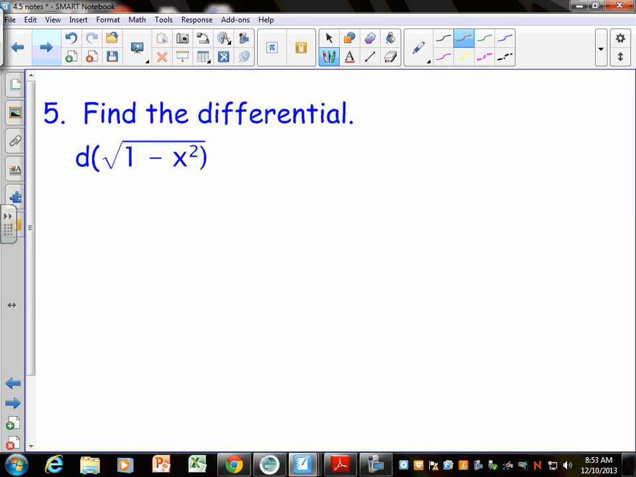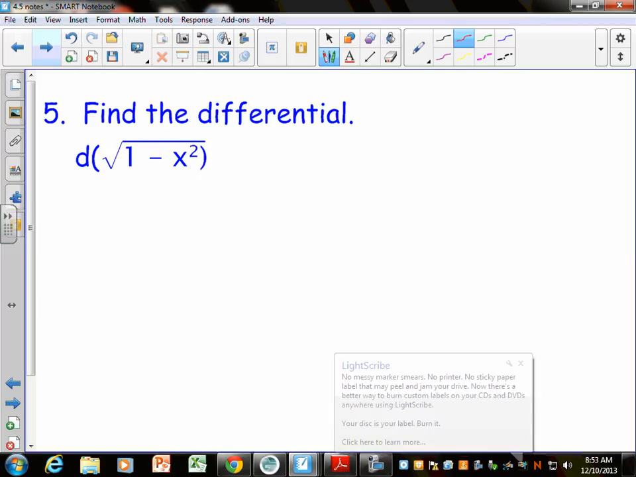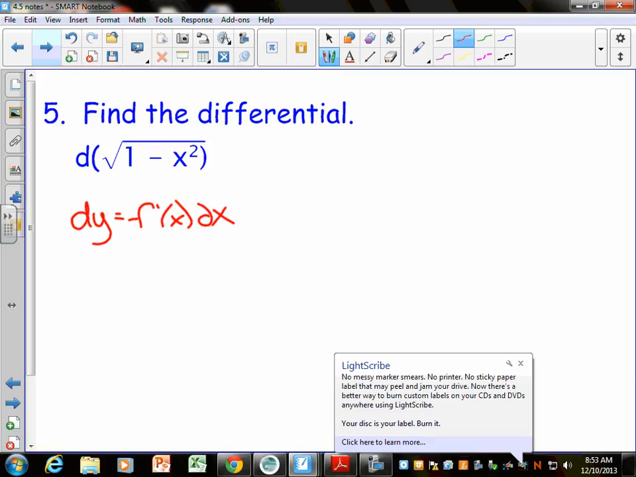If it just says find the differential, and again, I think one of the hardest things about calculus and about calculus tests and AP tests is understanding what it's asking you to do. When it says find the differential, that means find dy. And this just means the differential of this, so you just have to do dy equals f prime of x times dx. And you leave your answer like that.